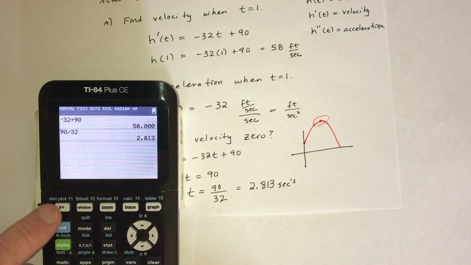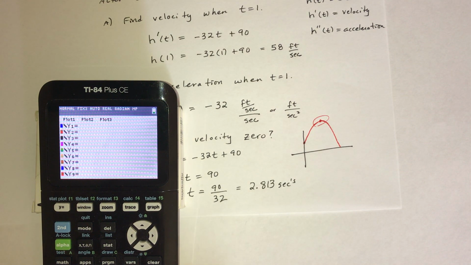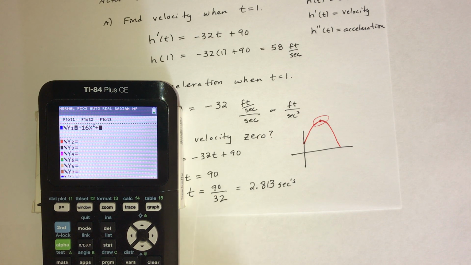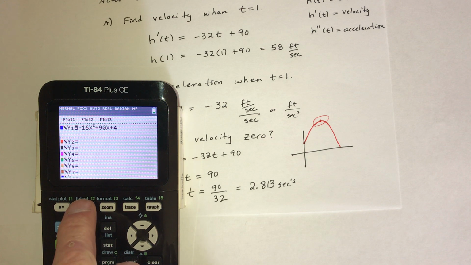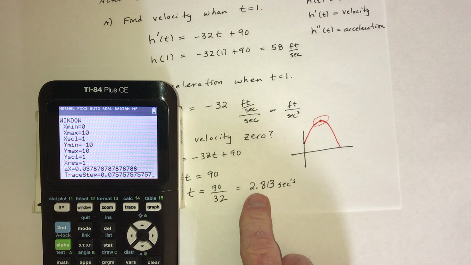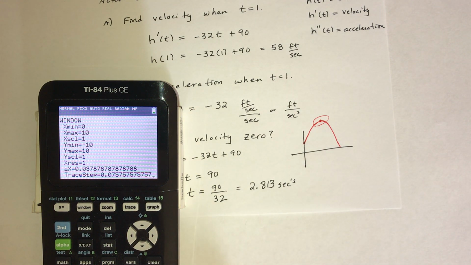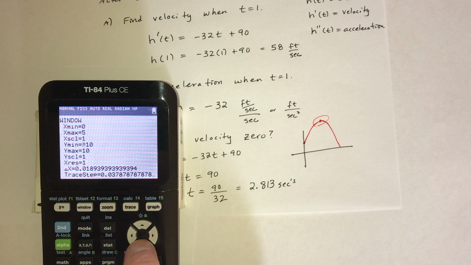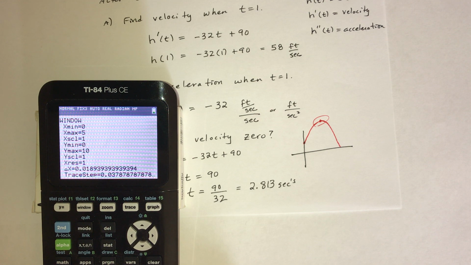Now I just want to see if I got it right. Let me graph this. Negative 16x squared plus 90x plus 4. And for the window, I don't need any negatives. So 0 to, let's see, I got the answer 2.8, so I don't really need that going to 10. It could go to, say, 5. And then this would be the height. How far up would it go? 20 feet in the air? 50 feet in the air? Let's try 50.